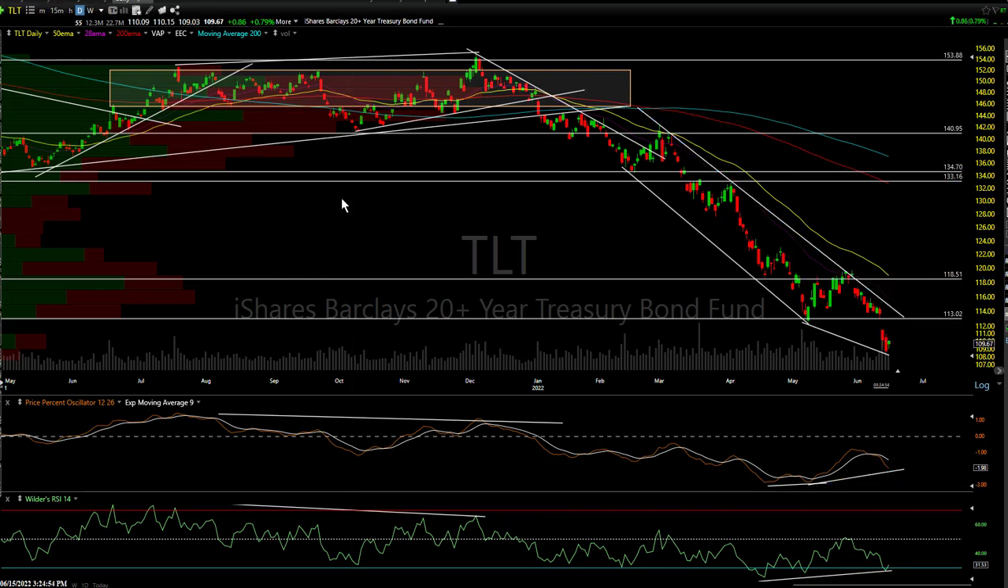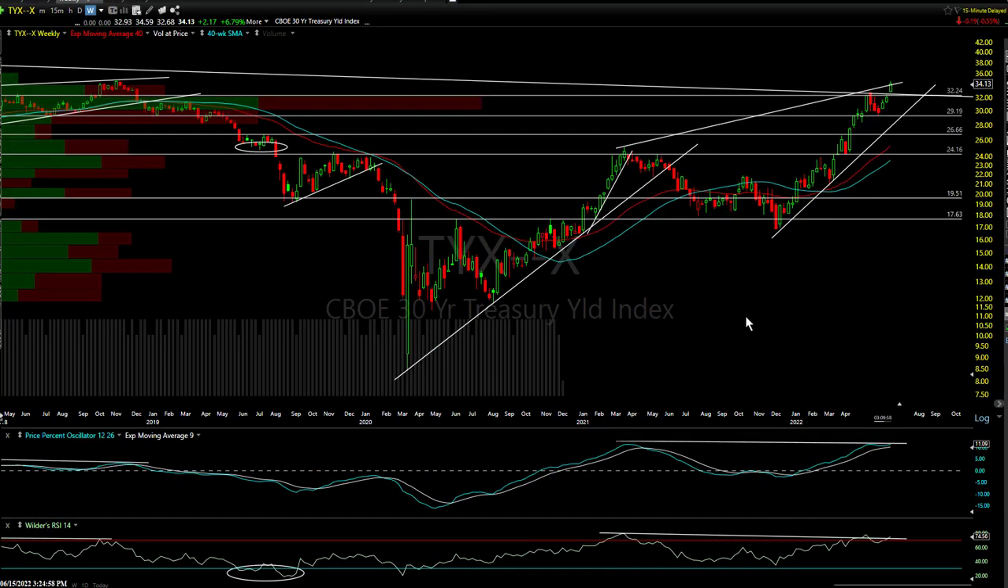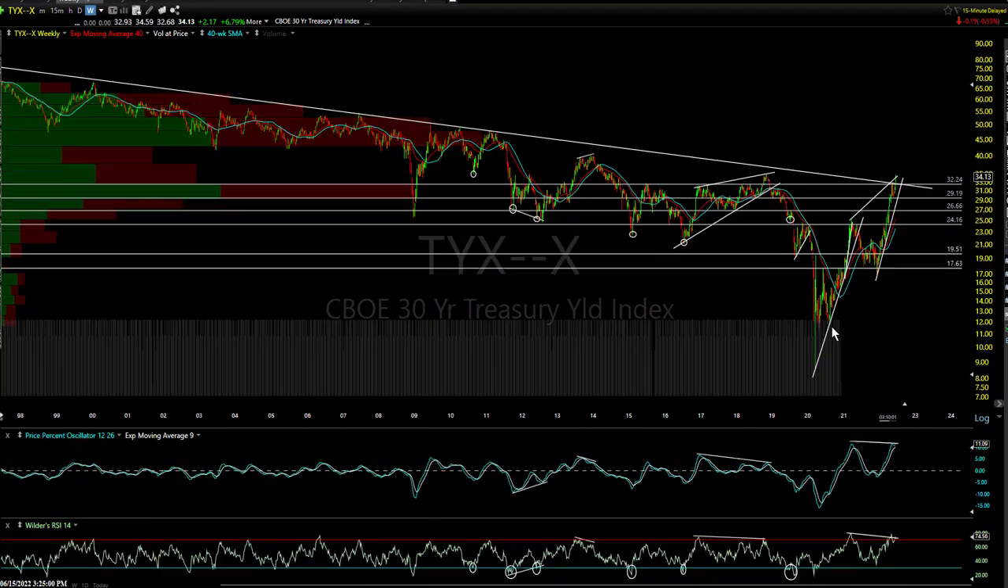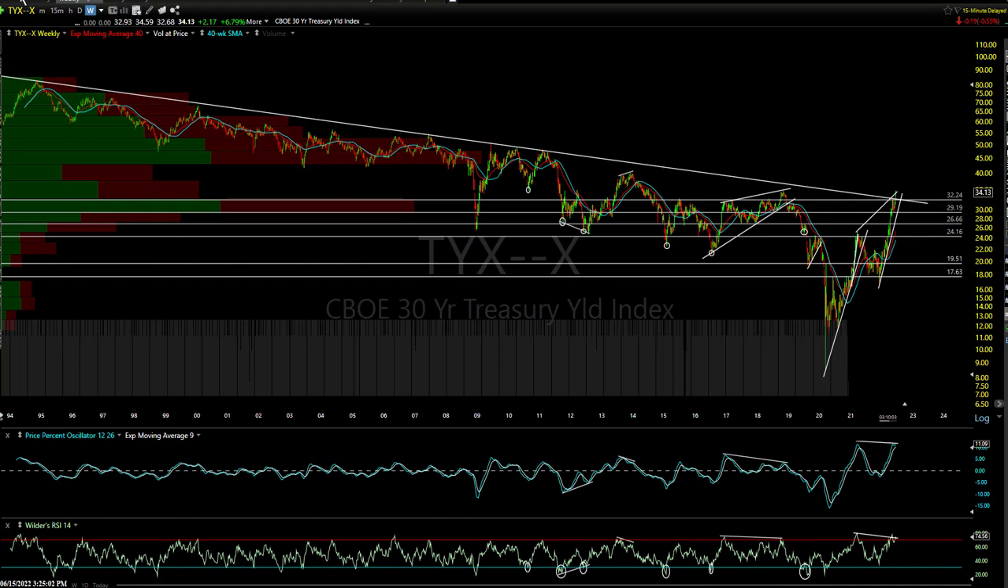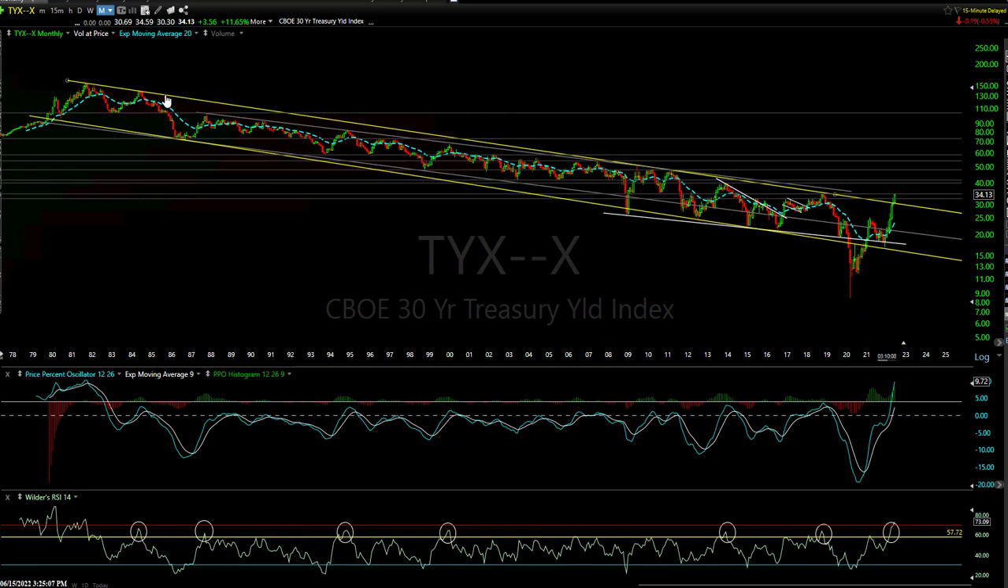Long term, TYX is the interest rate of the 30-year bond. We were just looking at the ETF, which shows the price. And here's the long term. We'll go to the monthly chart here. The longest term rate right here. There's the downtrend line of the secular bear market, and there's a breakout.